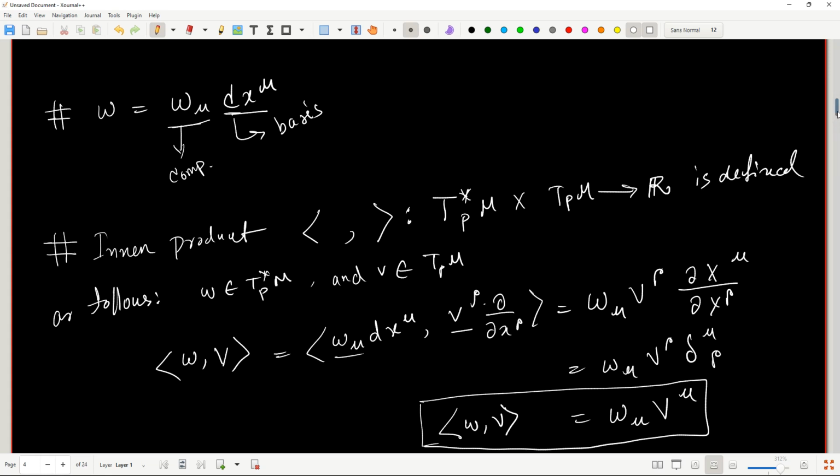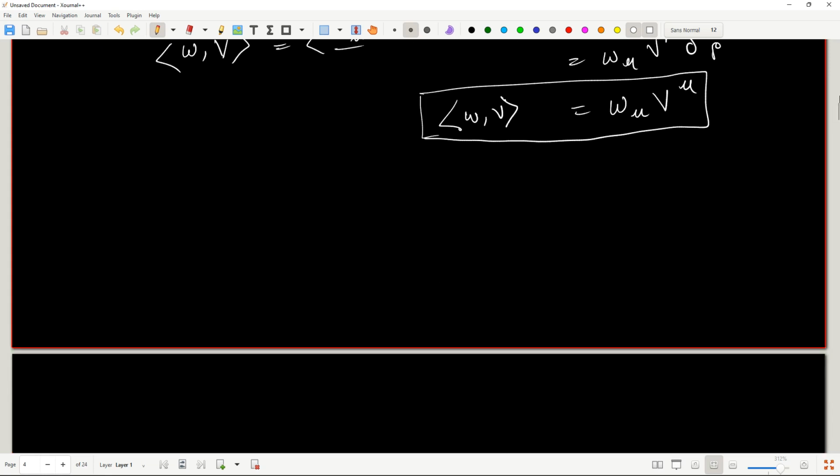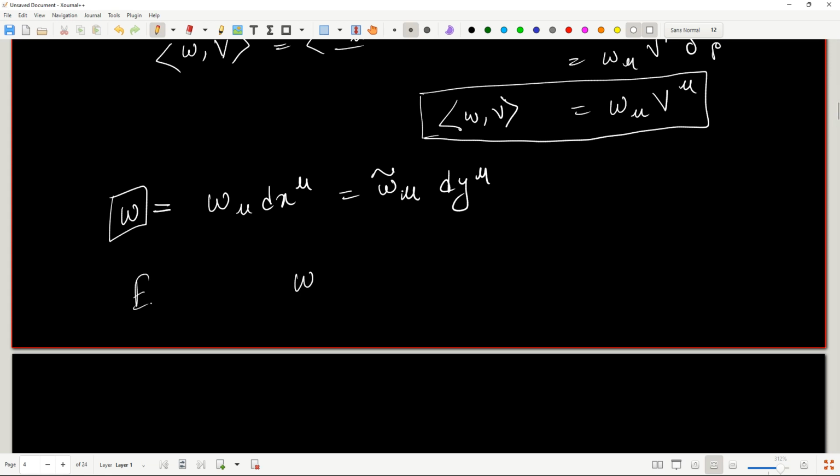Again, just like with vectors, if you choose two coordinate systems by x and y, just like we did with vectors, you can see that this omega itself is invariant. Let's say omega mu tilde dy mu. So you can see that the basis can change, the components will change, but the quantity omega, the cotangent vector itself, is invariant.